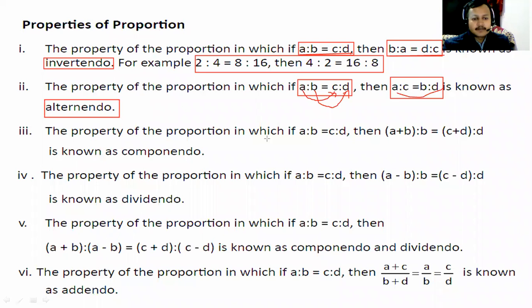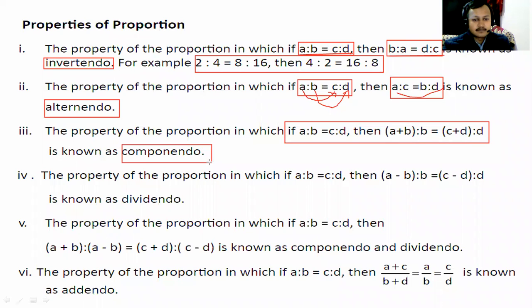Similarly, the property of proportion in which A is to B is equal to C is to D. Then we can write A plus B by B is equal to C plus D by D. Adding the numerator and denominator of both, then dividing by the denominator. This one is called componendo. Compound values are taken, added, and divided again by the denominator. So this is called componendo. You can use this property also. If such a value is given, we can directly write this. The next one is similar to the previous one.